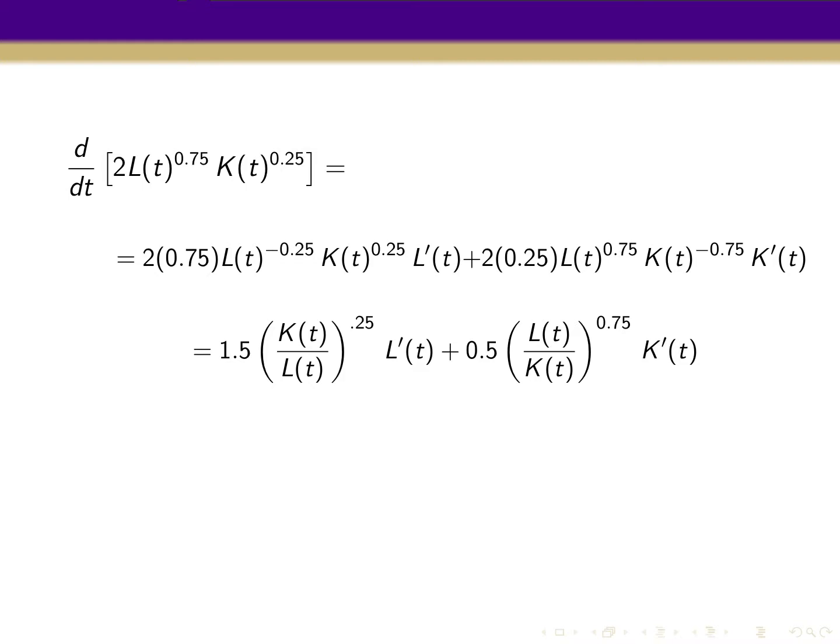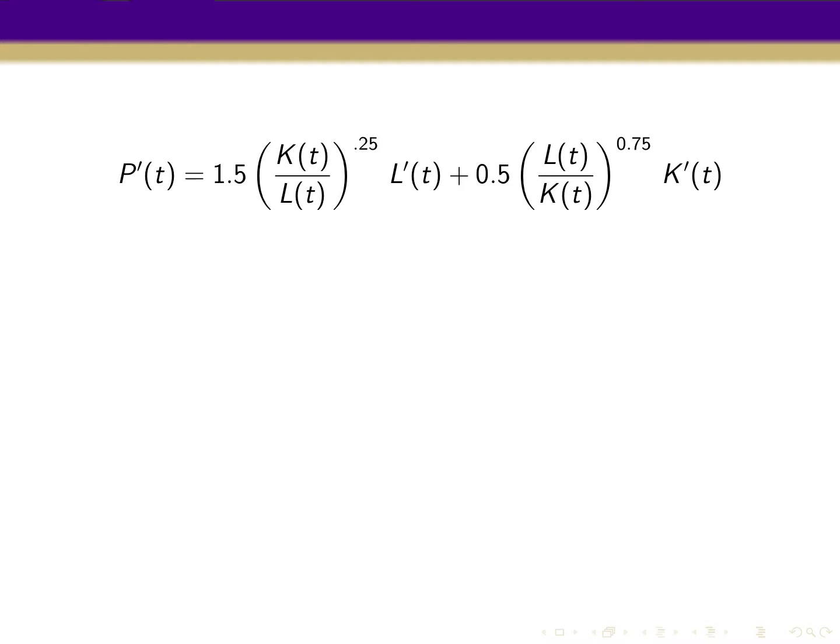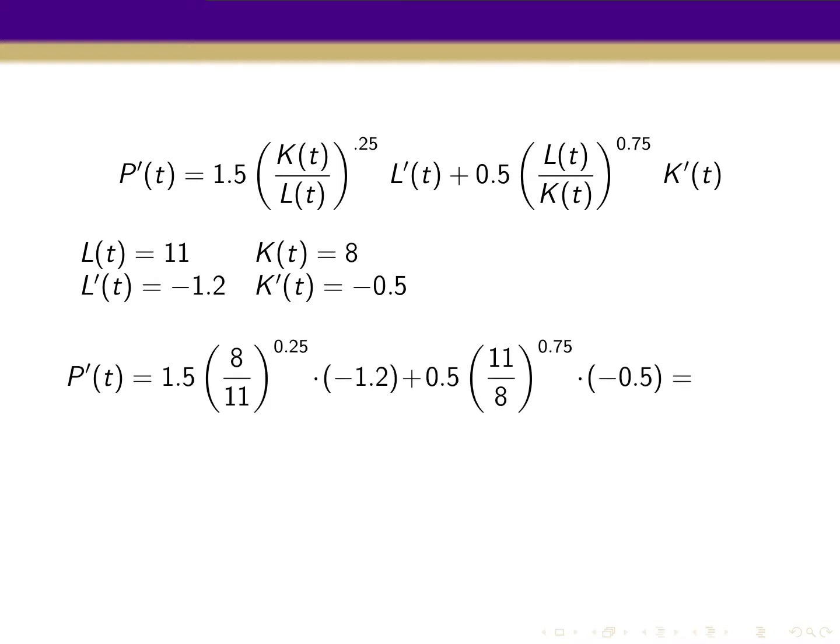And so everything here is in terms of L, K, L prime, and K prime, and we know all of those values. And so to get P prime, we just have to plug these values in. We get P prime is equal to 1.5 times 8 over 11 to the 0.25 times minus 1.2, plus 0.5 times 11 over 8 to the 3/4 times minus 0.5. Plug this all into a calculator, and out spits minus 1.98.